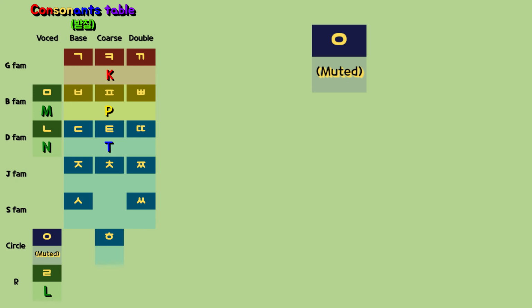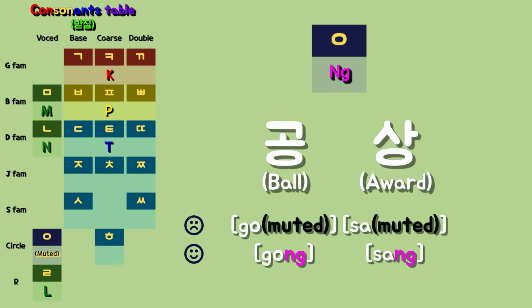Although it is silent when placed in head consonant, it carries a sound when placed as a 받침. For example, 공, 상.